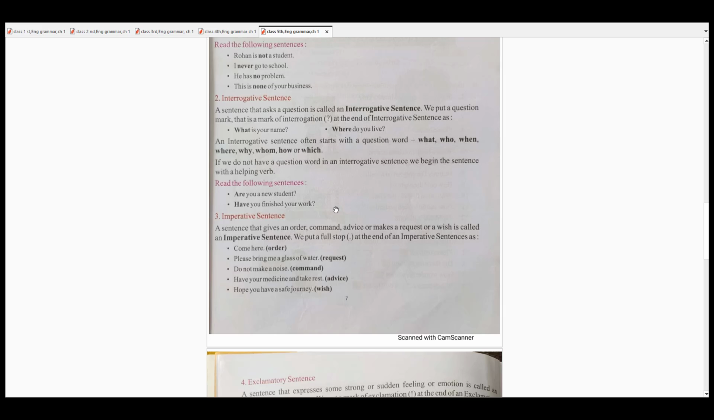An interrogative sentence often start with a question word. So there are some words, the starting words which we can use when asking a question. We can use what, हम पूछ सकते हैं क्या, who, कौन, when, कब, where, कहाँ, why, क्यों, whom, है ना? So these are some words that can be used in the beginning of every sentence to make them interrogative sentence. For example, are you a new student? So we have used a word are. Okay.